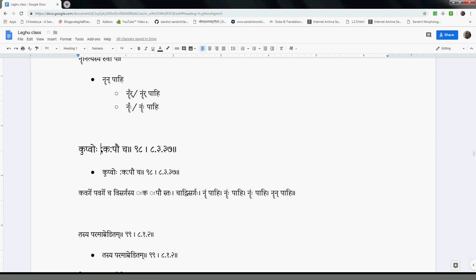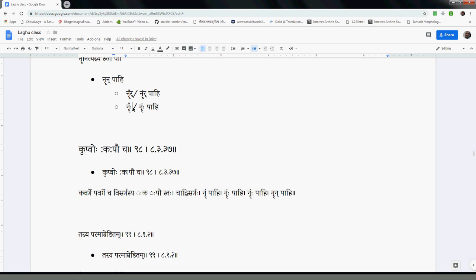Kupvok Kapvaucha. It is difficult to see what this is. This is Jivha Mulya. I can't type it. These are Ardha Chandras which are marked as Jivha Mulya. So how do you pronounce Kupvok? It will be that Jivha Mulya will be the pronunciation before a Kakara or a Pakara.